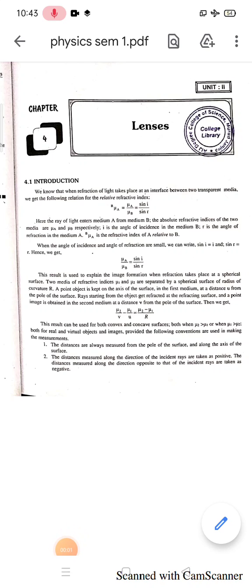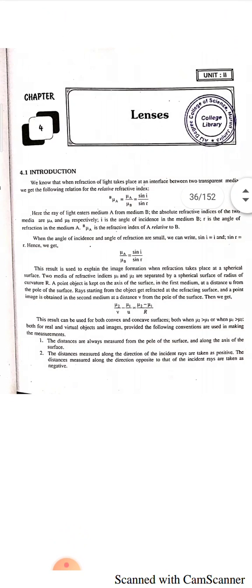Friends, today we are going to start Unit 2 of Paper 1 of Physics, that is lenses. You have already seen about this part in the 12th. Lens, before starting we will see the introduction.